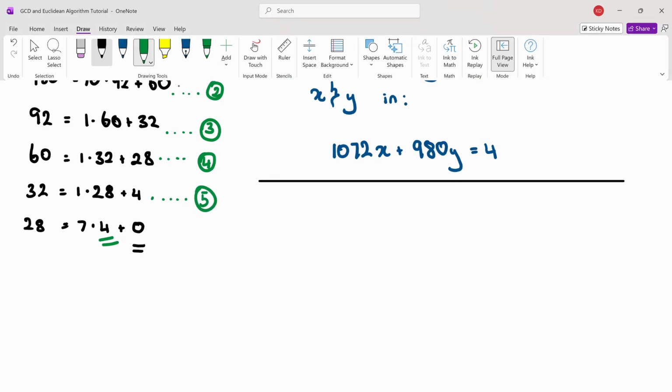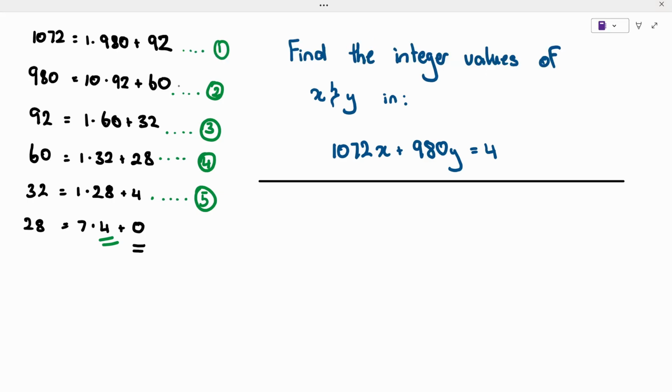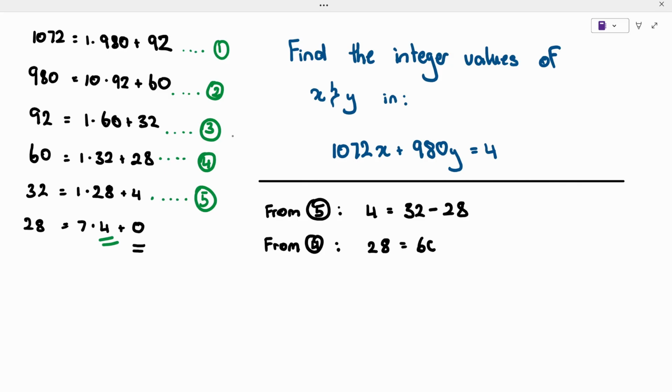What we want to do is write the number 4 in terms of 1072 and 980. So from equation 5, what could we write 4 as? We could write 4 as 32 minus 28. Now, from equation 4, we could write 28 as 60 minus 32. From equation 3, we could write 32 as 92 minus 60.